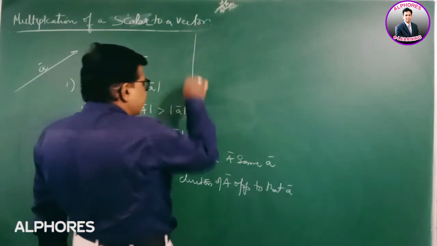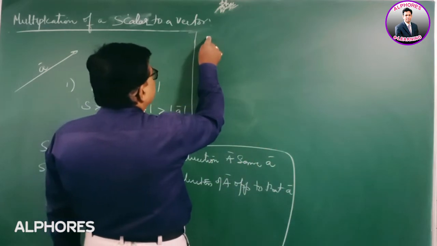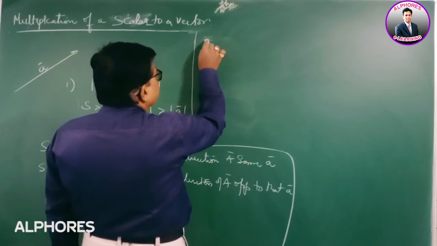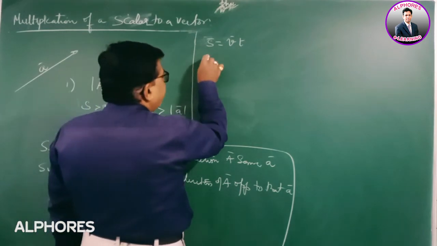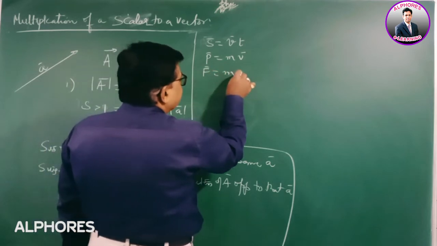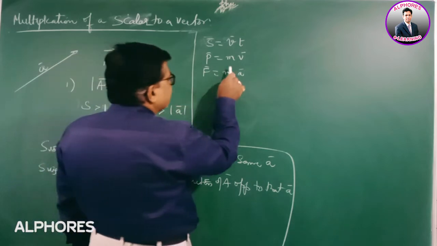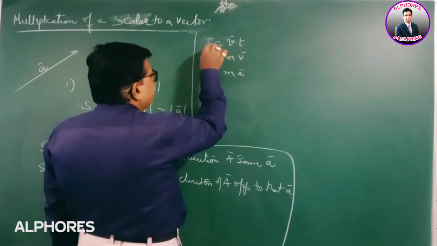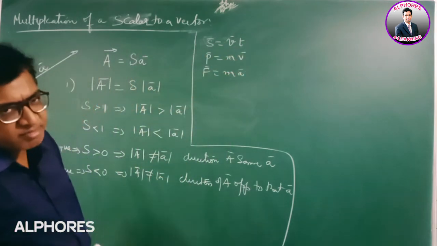What are the examples? The examples you can take like this. Velocity is displacement by time, or displacement I can write as velocity into time. Well, momentum P is equal to mass into velocity. Force F is equal to mass times acceleration. In this, mass and time are positive. They are always positive. When they are positive, then the direction remains the same. These are positive scalars. Mass cannot be negative, time cannot be negative.